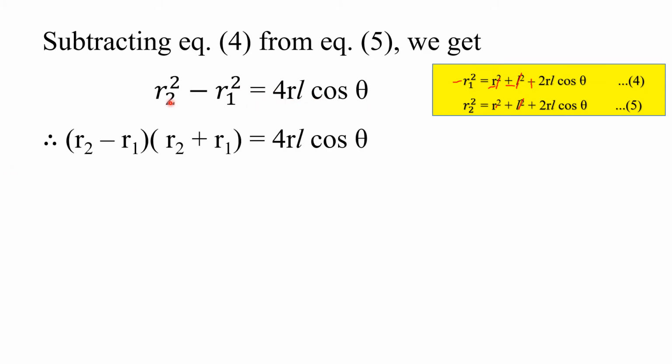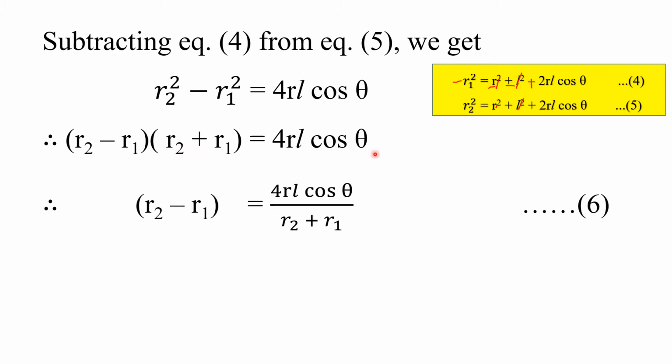Now separate these terms. R2 square minus R1 square, similar to A square minus B square is equal to A plus B into A minus B. So here this is R2 minus R1, and in the second bracket R2 plus R1, is equal to 4RL cos theta. Now R2 minus R1 is equal to 4RL cos theta upon R2 plus R1, equation number 6.